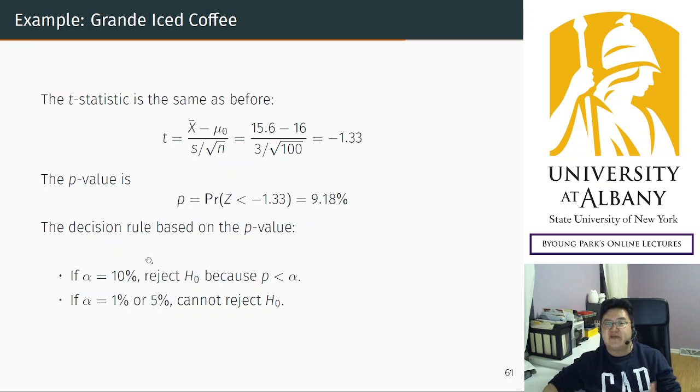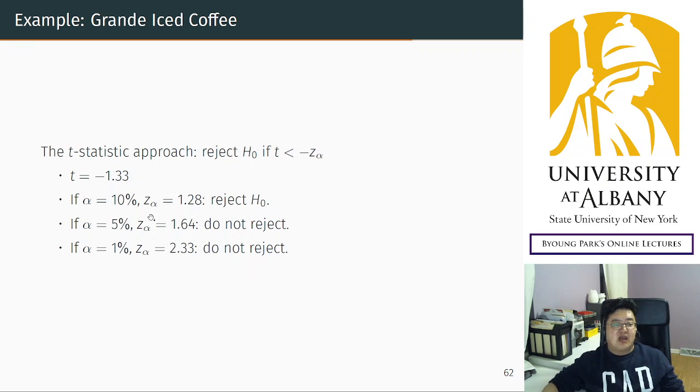This is the p-value approach. Okay, now the T-statistic approach. Remember, the rejection rule is like this. We are going to reject if the T-stat is smaller than the negative of Z alpha. So of course, there is a margin on the negative side. So you should be sufficiently negative to be rejected.